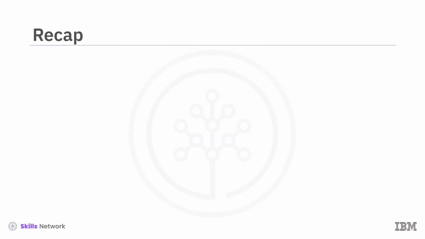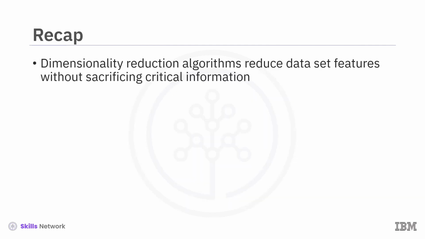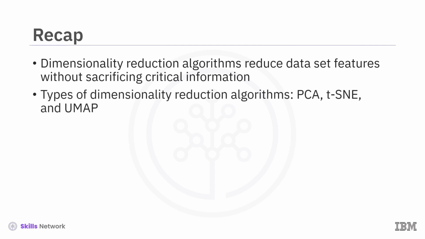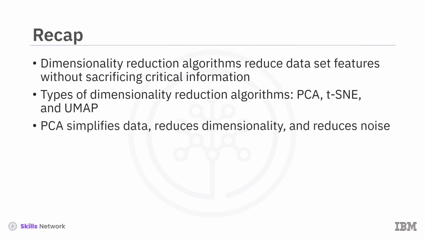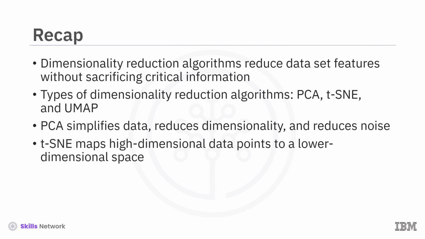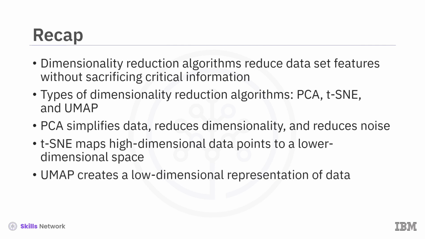In this video, you learned that dimensionality reduction algorithms reduce the number of dataset features without sacrificing critical dataset information. There are different types of dimensionality reduction algorithms, namely PCA, t-SNE, and UMAP. PCA is a linear dimensionality reduction algorithm that simplifies data, reduces dimensionality, and reduces noise while minimizing information loss. t-SNE maps high-dimensional data points to a lower dimensional space. UMAP creates a low-dimensional representation of data by approximating the manifold on which the data lies.